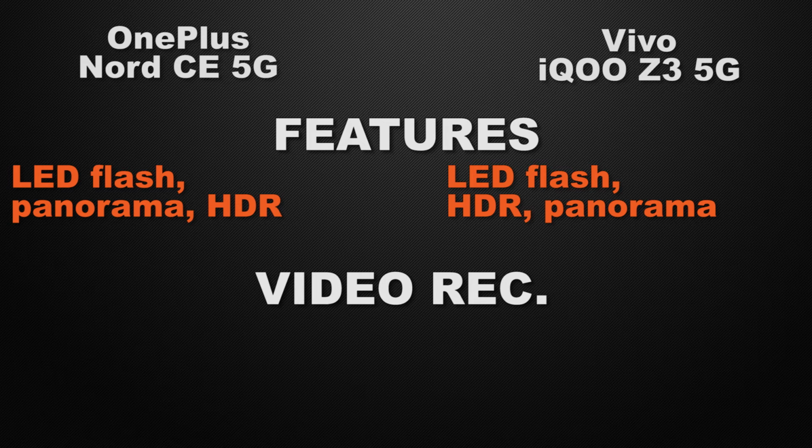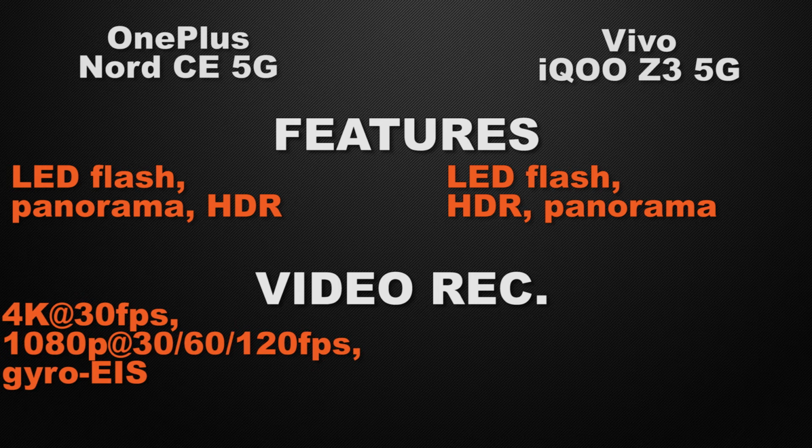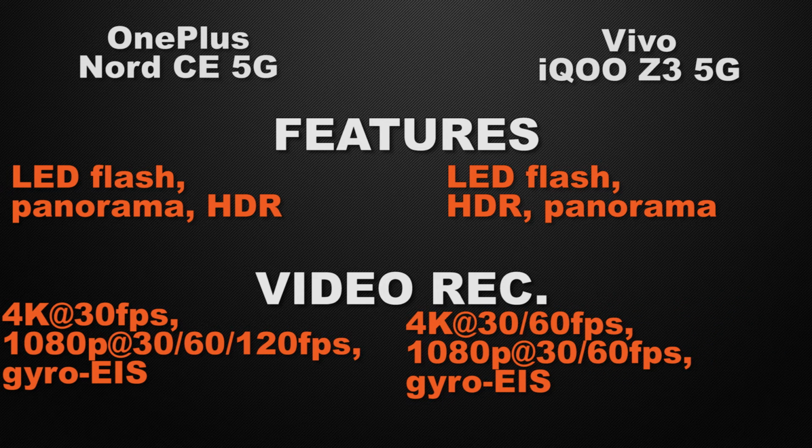And about the video recording options in the devices, Nord can shoot 4K video max at 30 fps, Full HD video max at 120 fps with gyro electronic image stabilization, whereas Z3 can shoot 4K video max at 30 fps, Full HD video max at 60 fps with gyro electronic image stabilization. So the winner here is Nord because it can record in Full HD video max at 120 fps.